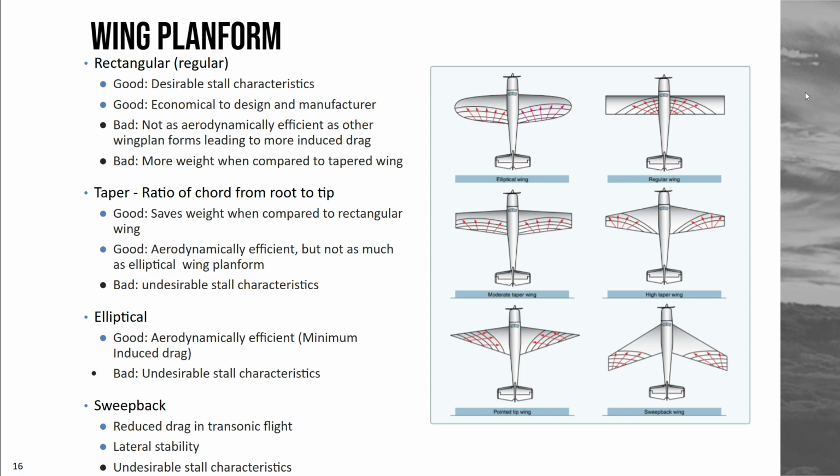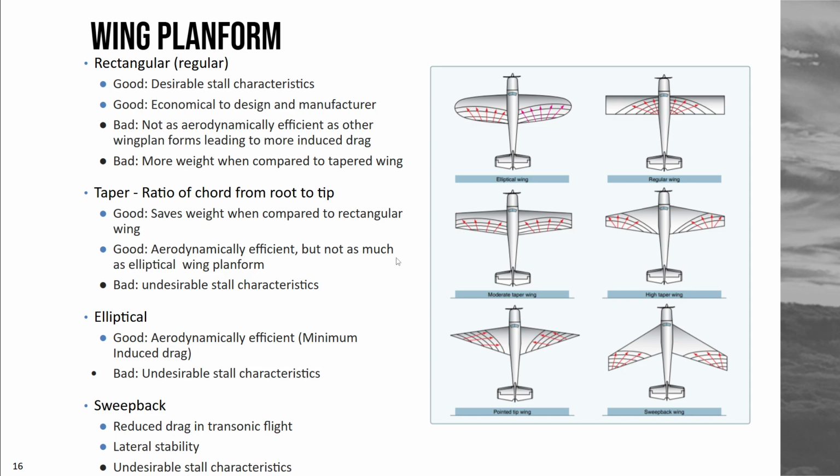The bad is that it's not as aerodynamically efficient as other wing plan forms, leading to more induced drag, and it's more weight when compared to a tapered wing, given the same size. That's a debatable point right there. Taper is, again, the ratio of wing chord from root to tip. It saves weight when compared to the rectangular wing, given the same aspect ratio. This is contentious, this point here.